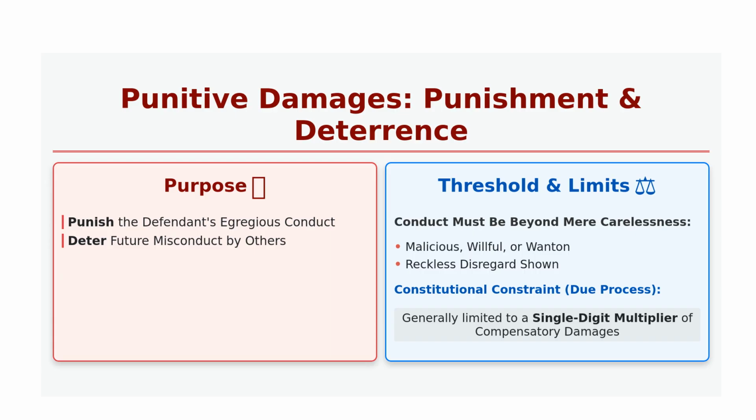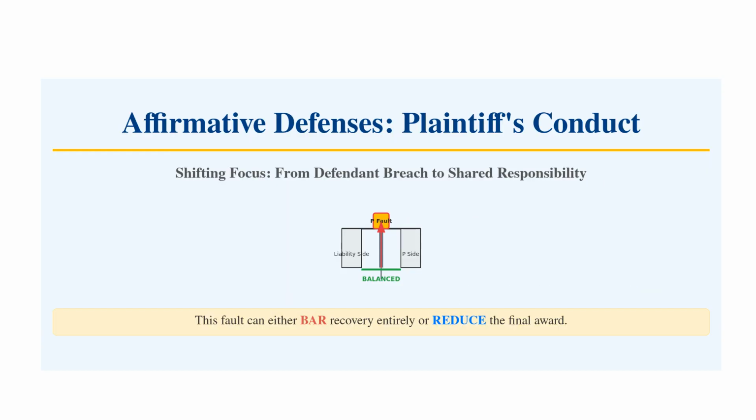The Supreme Court has provided guidance suggesting that punitive damage awards should generally be tethered to a single-digit multiplier of the underlying compensatory damages awarded. Exceeding this ratio often raises serious constitutional concerns regarding excessive fines. Having established the potential recovery for the plaintiff, including the rare possibility of punitive awards, we now turn our attention to the defendant's primary avenues for counterargument.